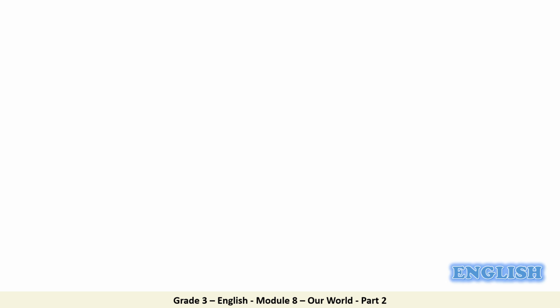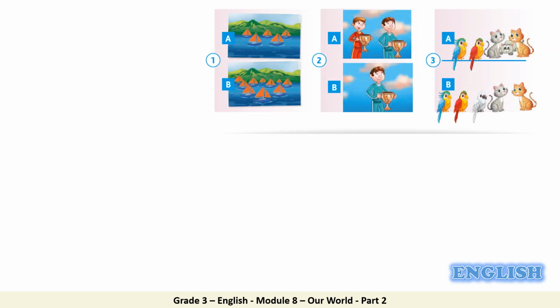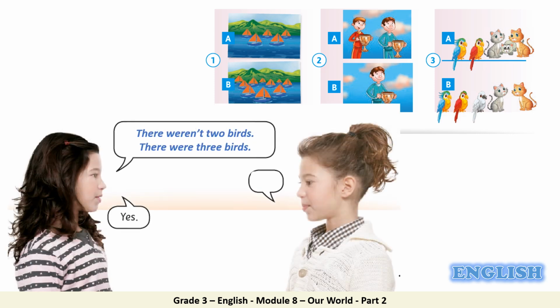Let's play some more. Look at the pictures. Now, let's hear the description. There weren't 2 birds. There were 3 birds. Can you guess the picture? 3B. That's correct.